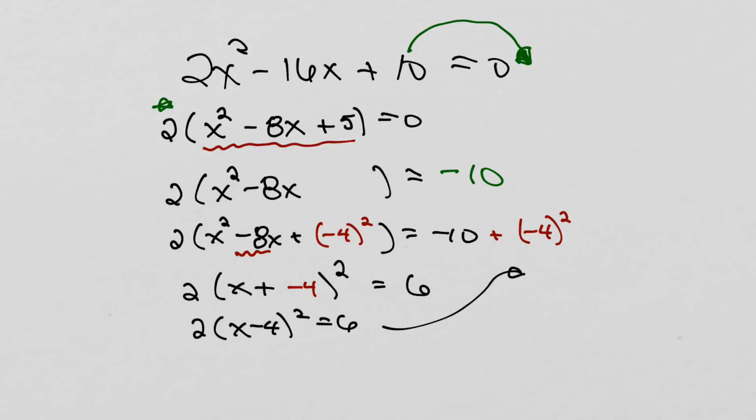And then to solve this, let's go over here. I can now divide by 2, take the square root of both sides, and then add 4 to both sides.